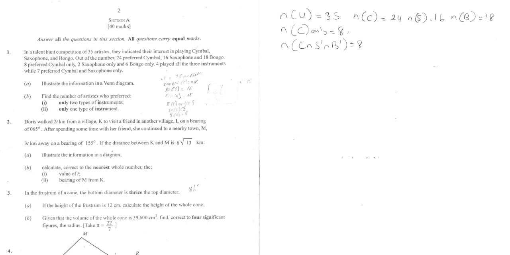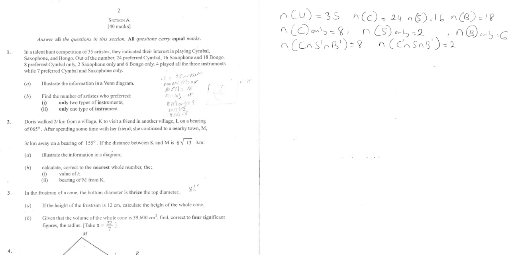And we're also told that 2 saxophone. So the number of people that play saxophone only is equal to 2. And I told you, you can write it another way around. If you want to write this one out, this will be n(C' ∩ S ∩ B'), which is equal to 2. And the last one, you can do on your own, so I will just write it as the number of B only is equal to 16. So you can do that yourself and try to write it in this form.